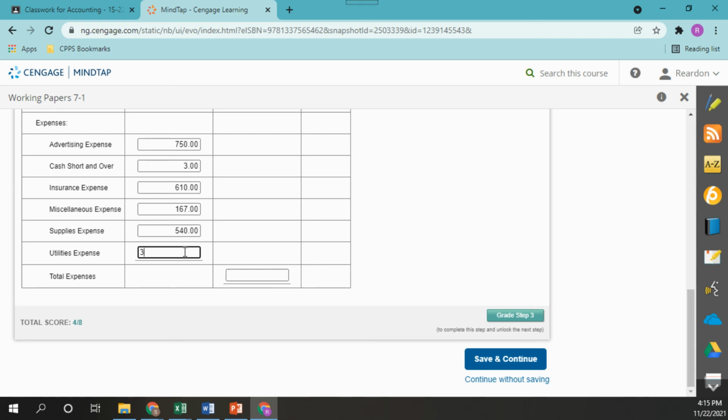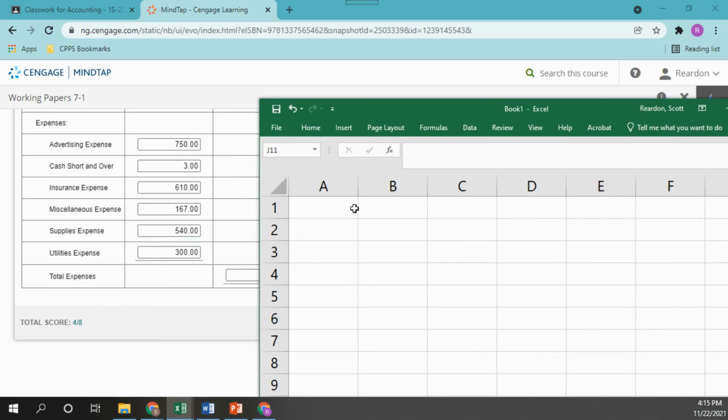Now here is the temptation. The temptation would be, oh, I'm just going to go back up and grab the total. Well, what if you made a mistake? What if you screwed up? That does happen, does it not? Sure, it does. So I'm going to come down here and add those up. Equals 750 plus 3 plus 610 plus 167 plus 540 plus 300. Enter. 2370.